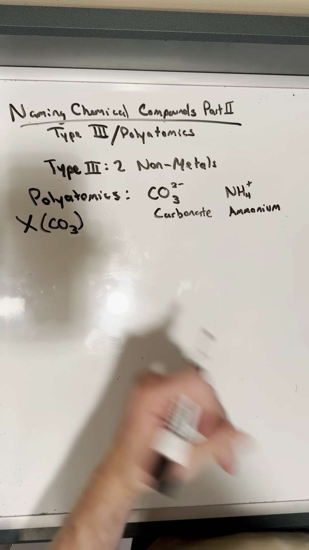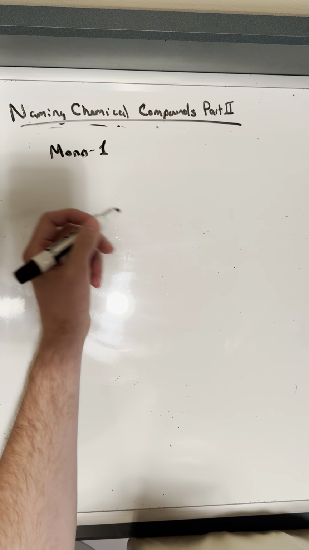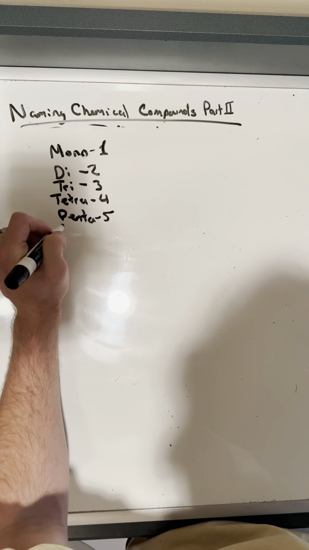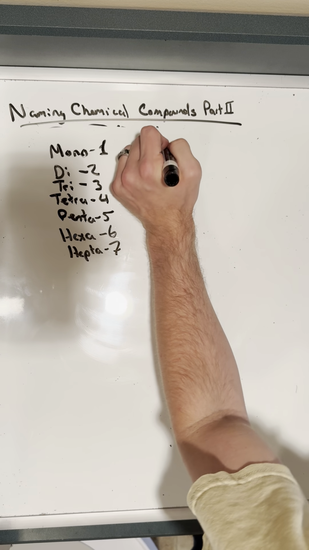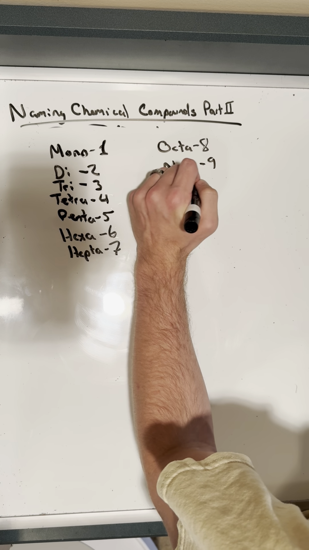Now I'm going to go through a couple different examples and tell you how to do this. Type 3 naming is where we use our prefixes. If I have one of something, I will say mono. Mono means one, di means 2, tri means 3. Tetra is 4, which is the one that always catches students off guard. Penta is 5, hexa is 6, hepta is 7, octa is 8, nona is 9, and deca is 10.